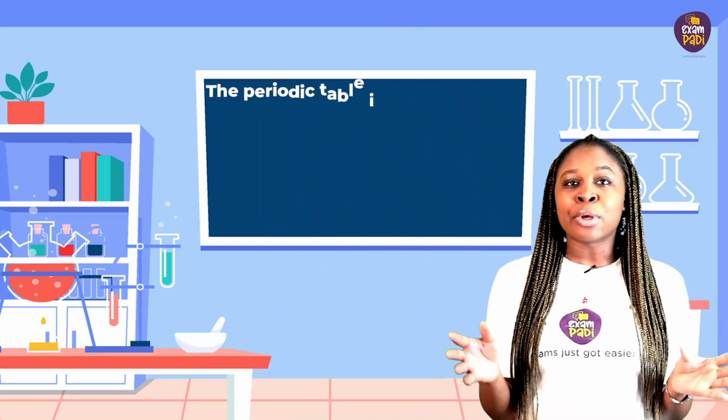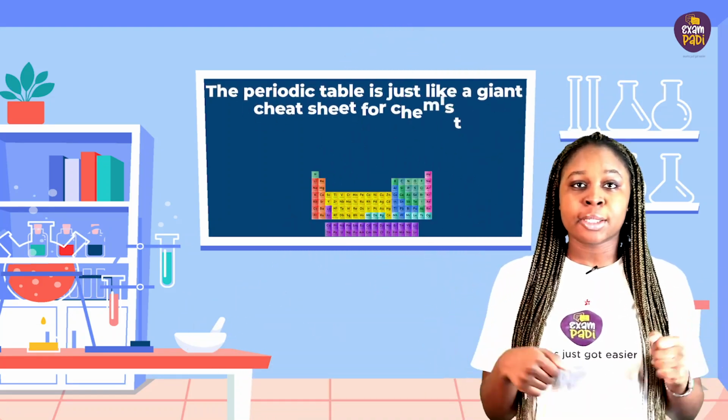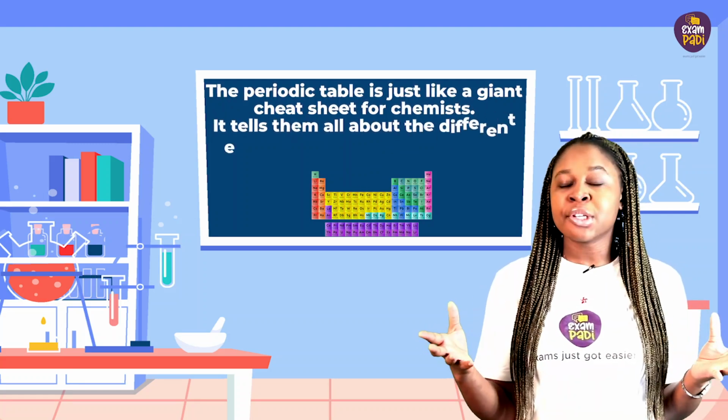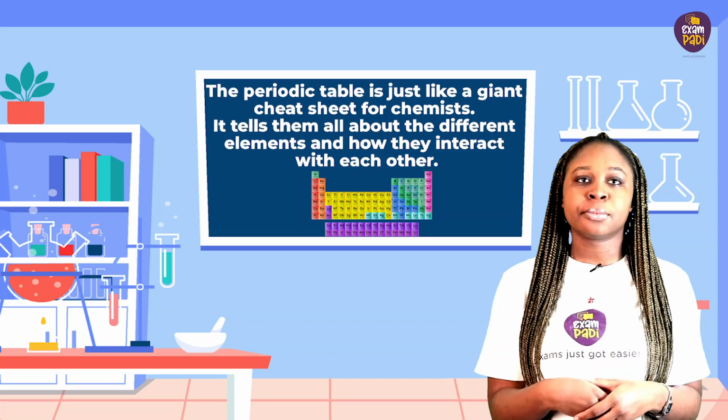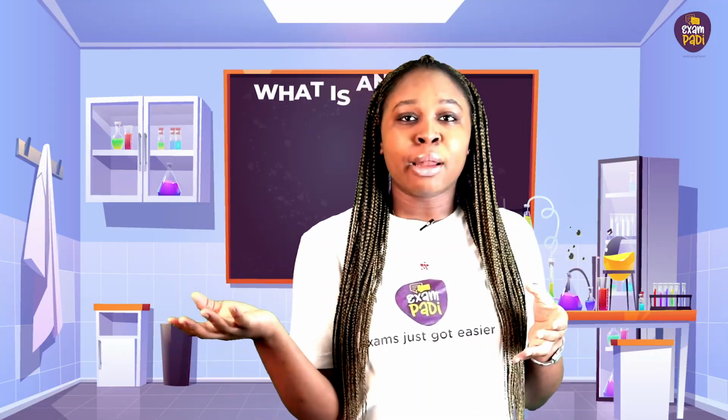Today, we're going to be learning about the elements in the periodic table. The periodic table is like a giant cheat sheet for chemists. It tells them all about the different elements and how they interact with each other. Let's get started. First, what is an element?